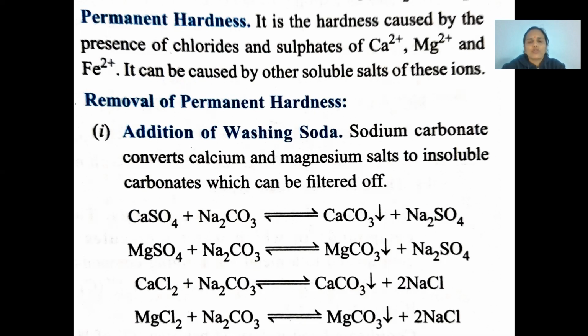CaSO4 + Na2CO3 gives CaCO3 + Na2SO4. MgSO4 + Na2CO3 gives MgCO3 + Na2SO4. CaCl2 + Na2CO3 gives CaCO3 + 2NaCl. MgCl2 + Na2CO3 gives MgCO3 + 2NaCl. There are other methods also for the removal of permanent hardness.